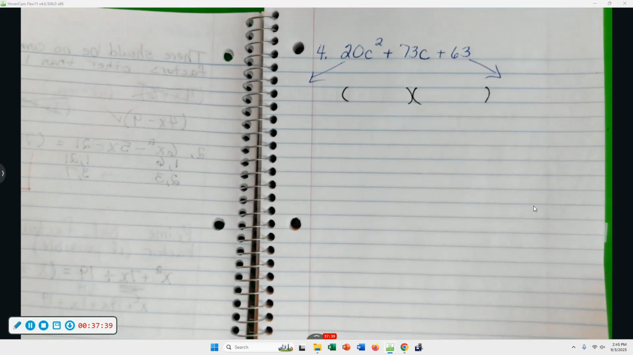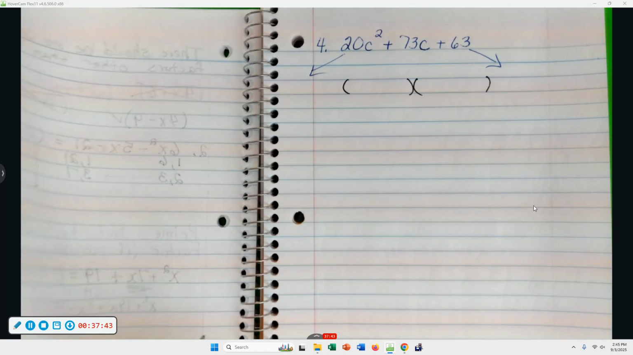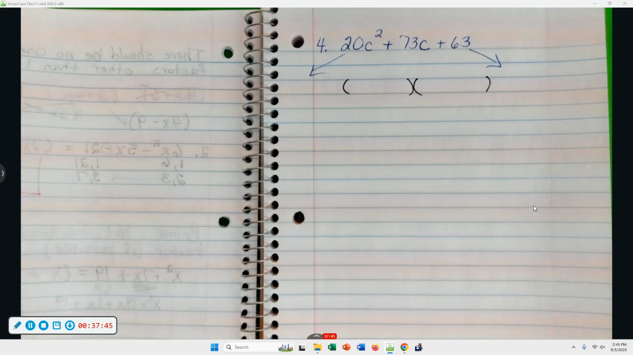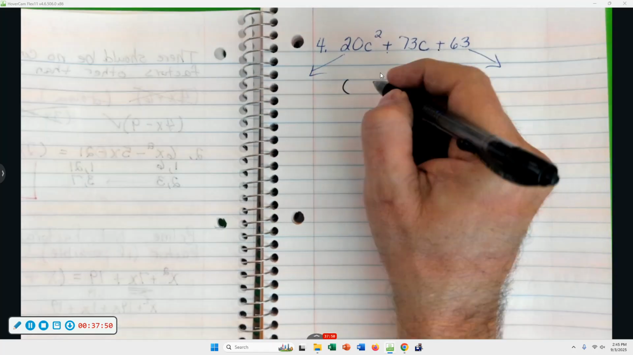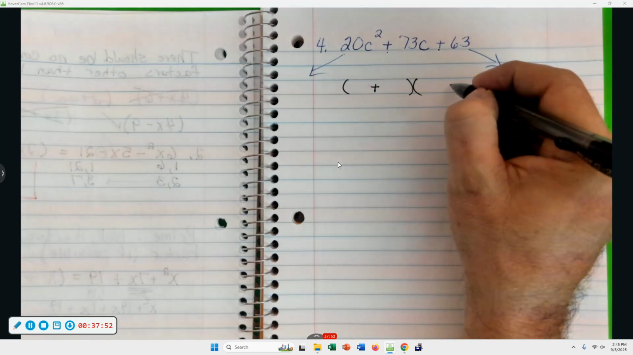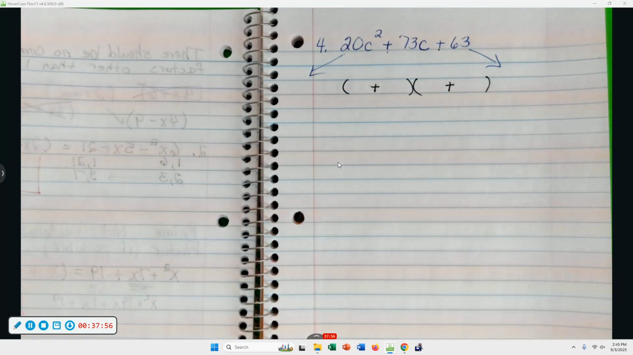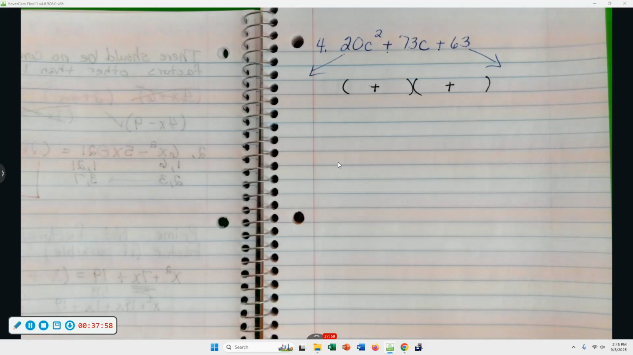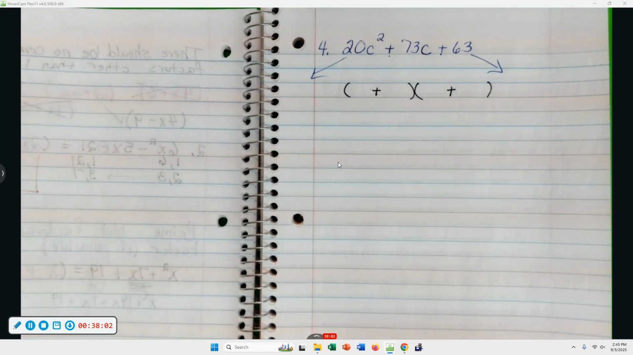Okay. What do we know about the signs? The second sign's a plus, and the first sign is a plus too. They're both plus. So I'll go ahead and put the plus in because I know what it is. If the second sign's a minus, I'll wait to fill it in because I don't know where the plus goes and where the minus goes.